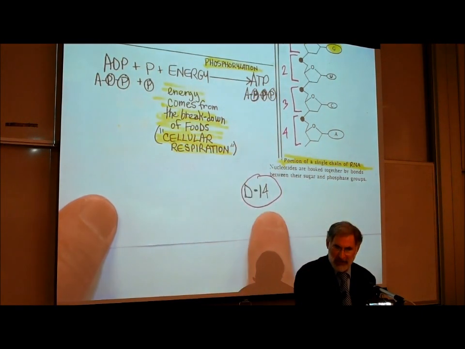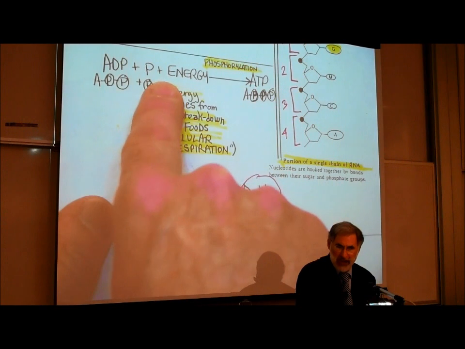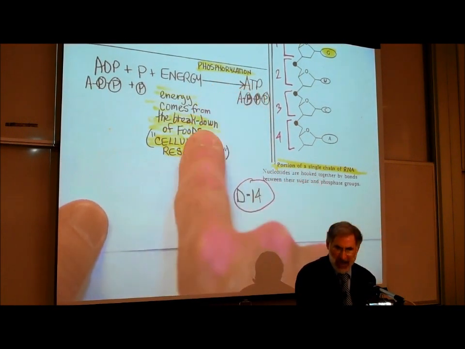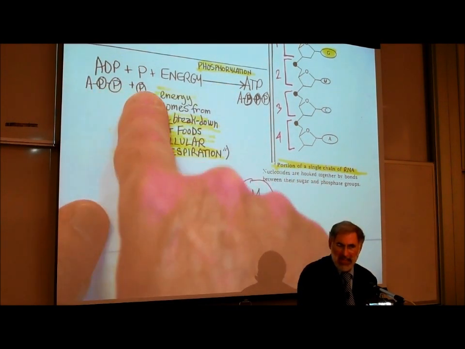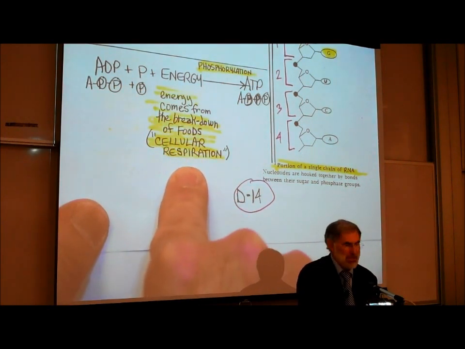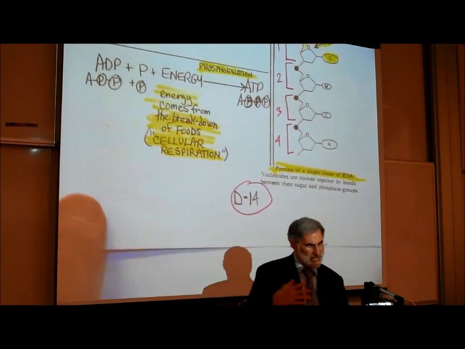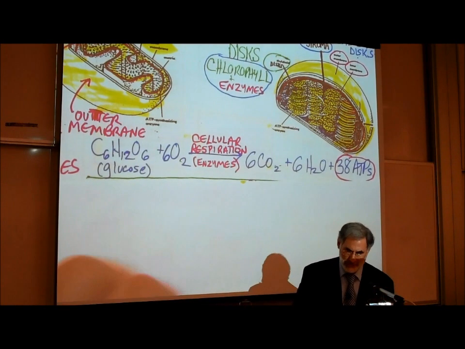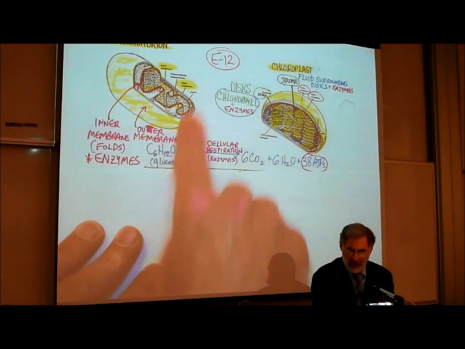This is D14. The way we make ATP is that phosphates are attached to ADP to make ATP, which is called a phosphorylation reaction. The energy that is used to phosphorylate ADP into ATP comes from the breakdown of foods, such as sugars, through a process called cellular respiration. So we're going to be learning a lot more about this. We're just learning the various parts of the puzzle that we still have to put together. All right, so we've been talking about the mitochondria.